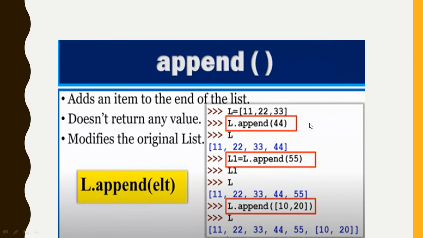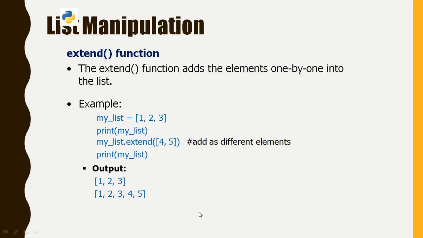Example you can see here. If I append 44, it will print like this. If I append 55, then your list has 55. If I add 10, 20, that is another element, 10, 20. The general syntax is L dot append, and it adds an item to the end of the list, does not return any value, and modifies the original list. L dot append, and in brackets, the element.